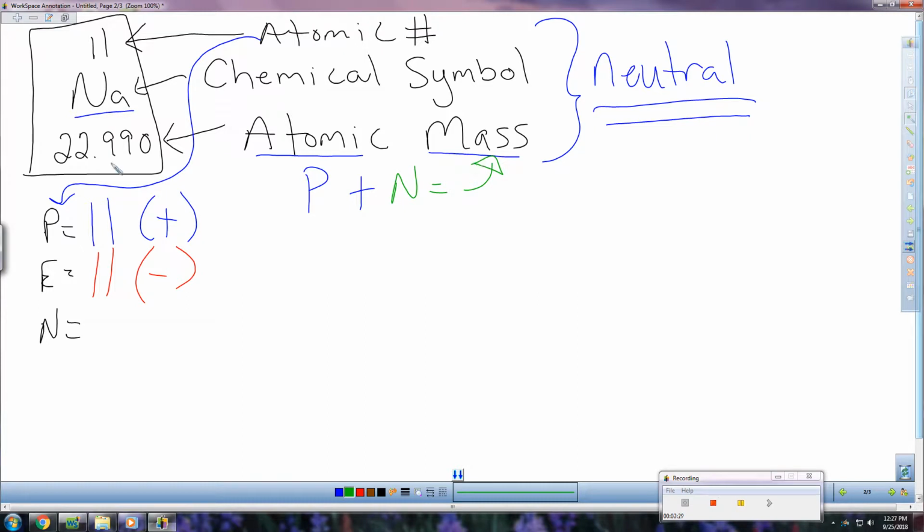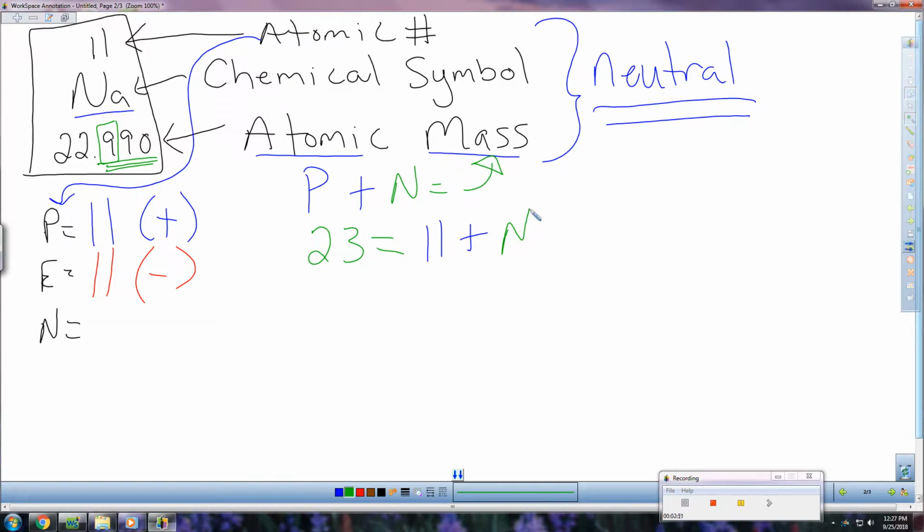Because we can't have part of a neutron, we have to round the atomic mass. We're going to go by our rounding rules. If it is 5 or above, we round up. If it is 4 or below, we round down. So for this sodium, the atomic mass is going to be 23. And that 23 is equal to the number of protons, which we said was 11, plus the number of neutrons.